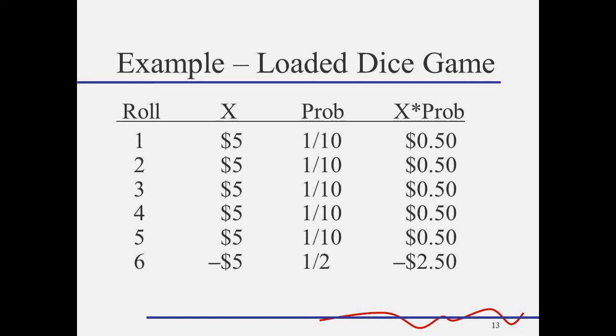Then I multiply all the x values, the dollar amounts, by the probabilities. And when I add those, I get a sum of 0. So the expected value is $0.